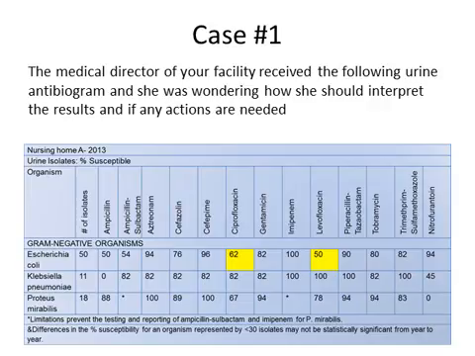So here's the case. The medical director of your facility received the following urine antibiogram. Can you hear me? And she was wondering how she should interpret the result and if any actions are needed. So I don't know if you can see this, but the Cipro for E. coli is 62% sensitive. For levofloxacin it is 50. So you have to decide, this is the antibiogram. This is the starting point. And then the question is, how should you react when you see that antibiogram?